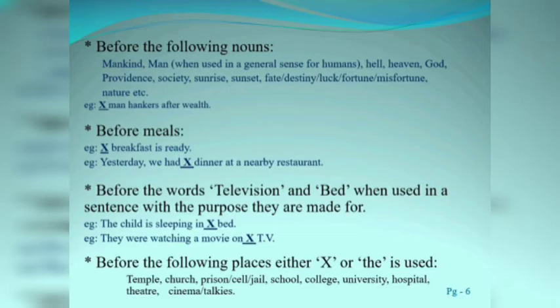Next rule, before the words television and bed, these two words, television and bed, when used in a sentence with the purpose they are made for. I repeat, before the words television and bed, when used in a sentence with the purpose they are made for. For example, the child is sleeping in dash bed. Here the word bed is used with the purpose it is made for, therefore no article.